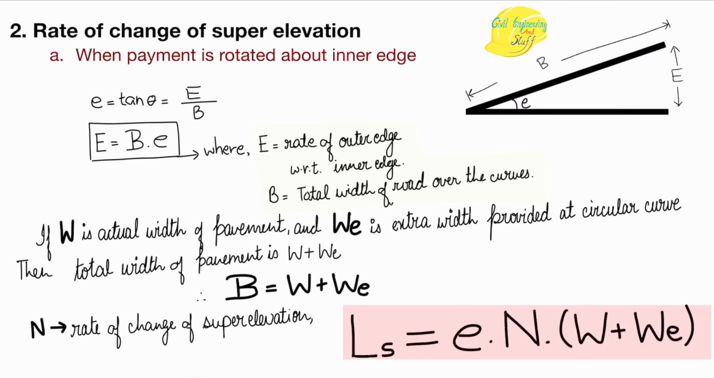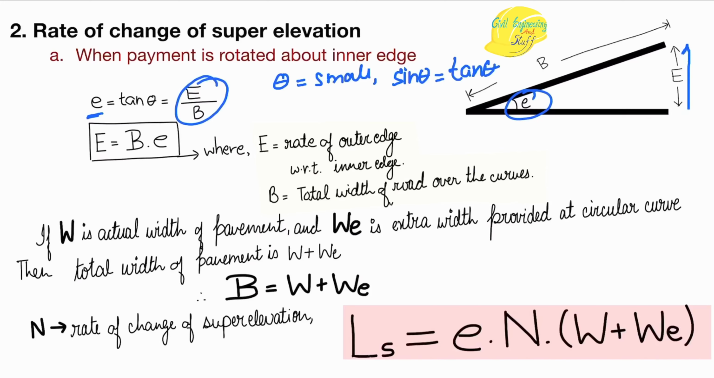While deriving the super elevation, we had seen that theta is very small, and in that case, when theta is small, sine theta becomes equal to tan theta, right? So the super elevation can be said equal to E by B. E is the rate by which the outer edge is elevated, so this is E by the width of the road. So the rate at which the outer edge is elevated with respect to the inner edge is equal to B into E. B is the width of the road.